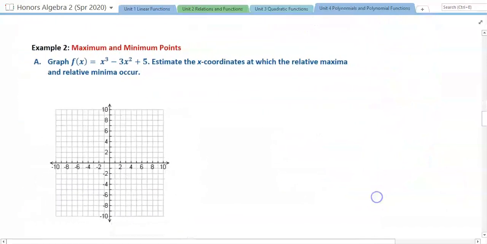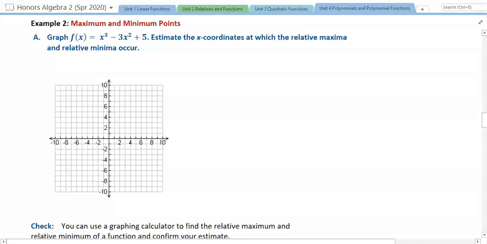And so as we look at graphs, just remember max and min as we graph these. So if we look at x cubed minus 3x squared plus 5, estimate the x-coordinates at which the relative maxima and minima occur. And so we'll look at this function. Now, as we're doing this by hand, again, we want to graph these points so that we know where they are falling. So x and y, and we've got x cubed minus 3x squared plus 5.